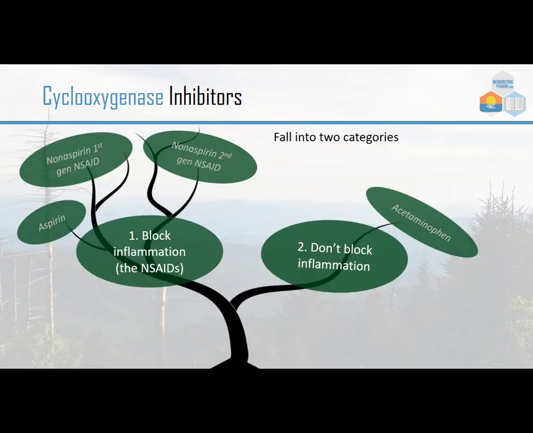So they're going to fall into two primary categories: those that block inflammation, the non-steroidal anti-inflammatory drugs like aspirin, and first-generation non-steroidals like ibuprofen and naproxen, meloxicam, and then there's the second generation NSAIDs like celecoxib, and we'll talk about those.